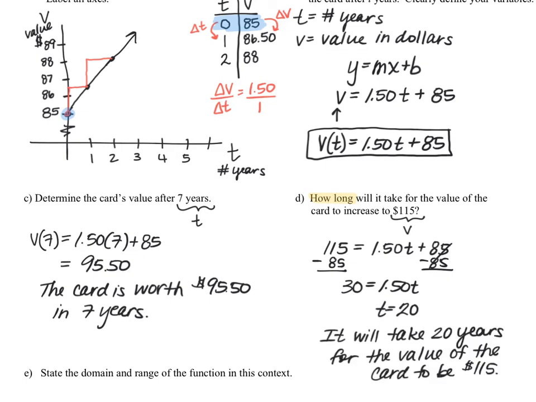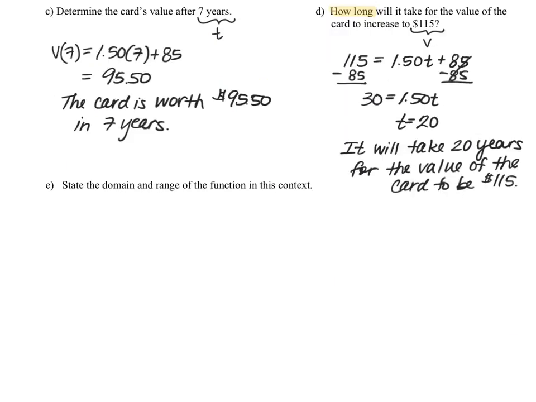Now let's move on to part E, where we want to find the domain and the range in this context. So remember, the domain is the set of input values. So when we look at our variable key, we're talking about the values for time. And because we talked about how time can't be negative, it makes sense that time would start at 0 and then time could continue to increase. So we can do a bracket on 0 because time could be equal to 0. That would be initially when we bought the card. And then time can increase to infinity.